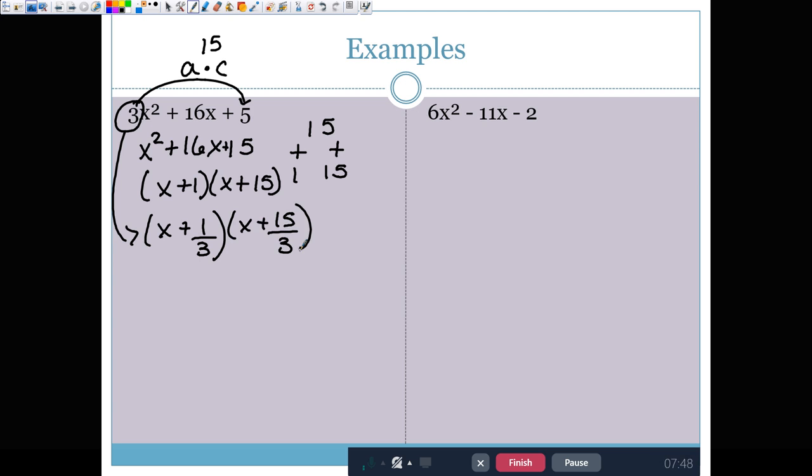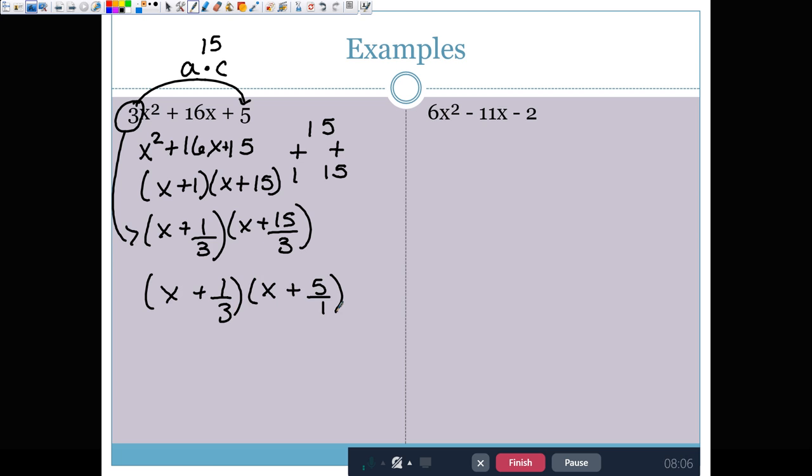simplify my fractions. Can 1/3 simplify? No. So that's still going to be x plus 1/3. Can 15 over 3 simplify to 5 over 1? I'm putting the 1 there. Later on you don't have to put the 1. I'm just going to show you why.